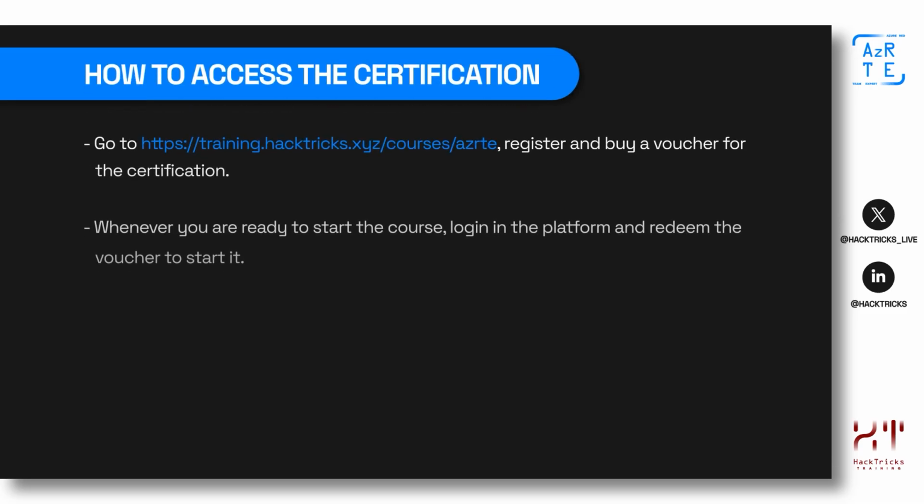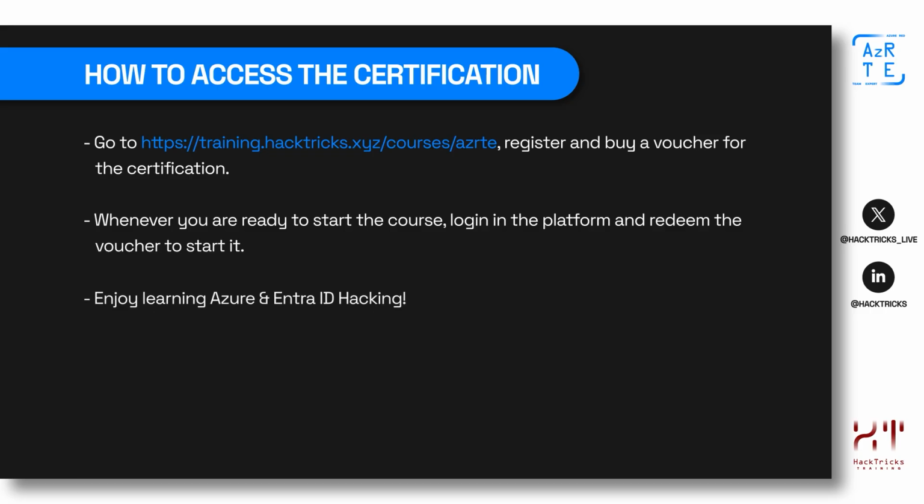So hopefully by now you're wondering how to access the certification. First, you need to go to training.hacktricks.xyz/courses/AzRTE, register and buy a voucher for the certification. Then, whenever you're ready to start the course, log in to the platform and redeem the voucher to start it. This basically means that when you buy a voucher for the certification, it doesn't immediately start. You can wait until whenever it suits you better to start the certification.